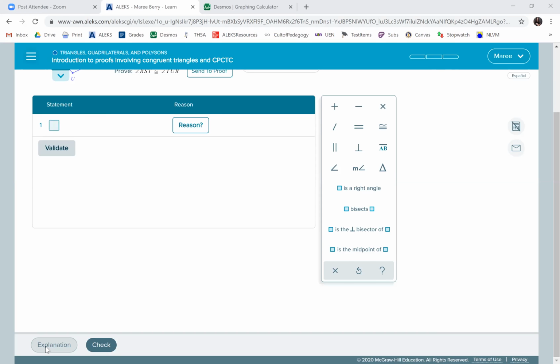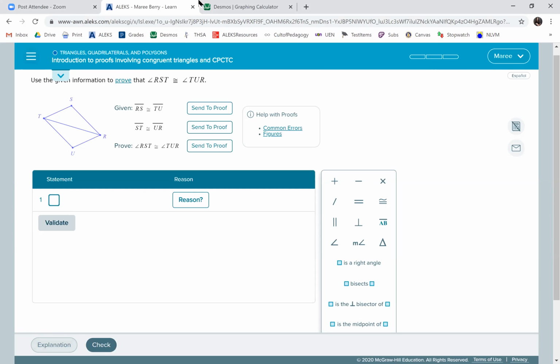So let's see what we have here. So we have RS. Let's just mark really quick so we can see what we have. So RS is congruent to TU. Let's see, RS and TU are congruent. ST and UR, sweet. So we know that TR will be congruent to itself. So these two triangles will be congruent by SSS, all three sides.